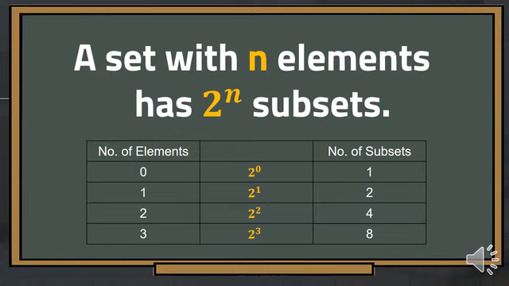If the number of elements is 2, that is 2 raised to 2, that is 2 times 2, and that is 4. Therefore, the number of subsets is 4. And if we have 3 elements, that is 2 raised to 3, and that is 2 times 2 times 2, and that is equal to 8. Therefore, if we have 3 elements, the number of subsets is 8.